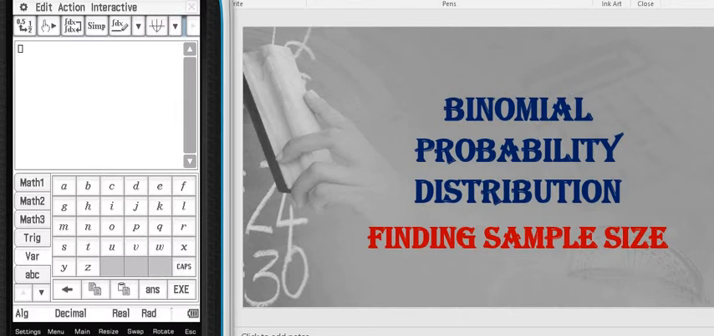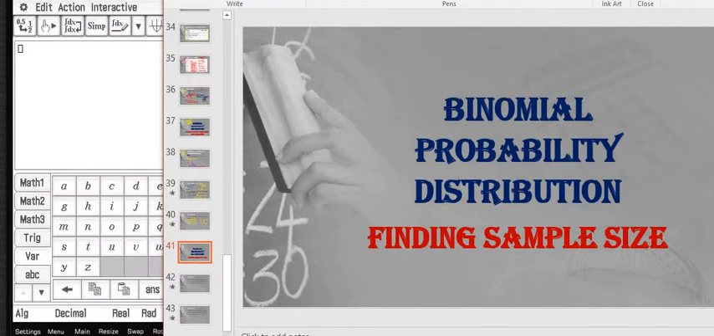Okay everybody, welcome back. Today we're finishing looking at the binomial probability distribution. Once again, remember for a binomial probability distribution we are looking at the same factors as we've had before. There must be two options, either success or failure. The probability of success must not change, and there are n independent trials. In this case, we're going to be finding the sample size, so it's a little bit different.